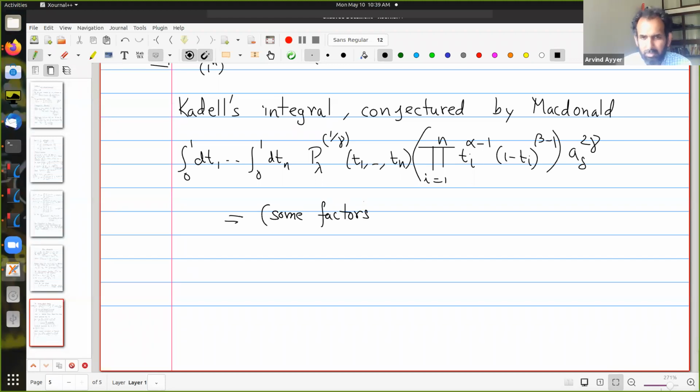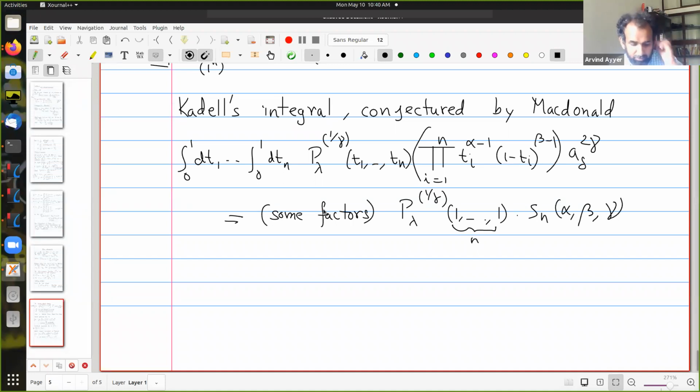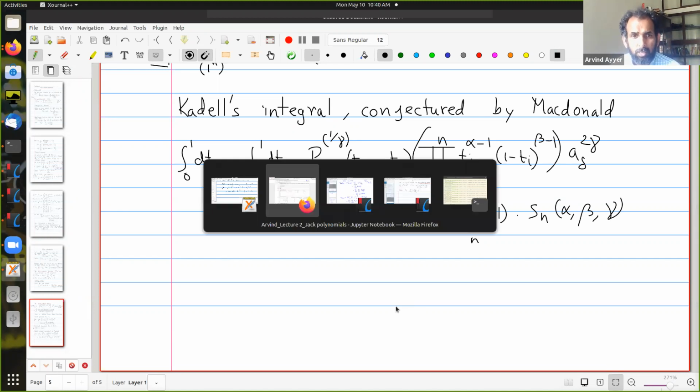Again, linear in the parameters, times P lambda of 1 by gamma evaluated at all parameters equal to 1, n of them, times Sn. These factors will take some time to describe, so I'd rather not do it now. Okay, so I'll show you.